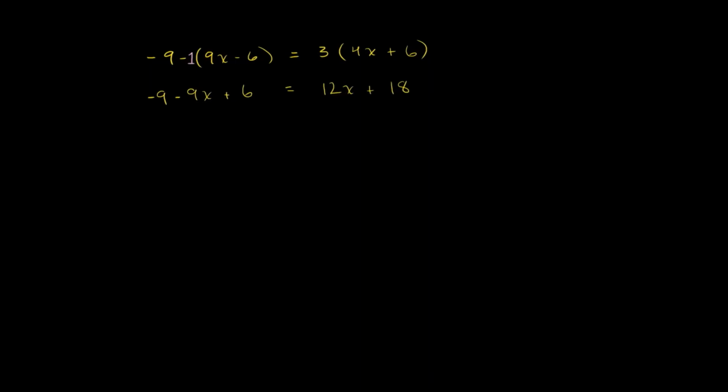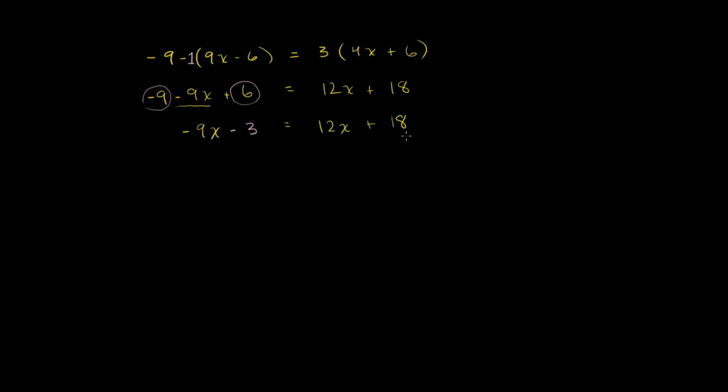So let's combine the negative 9 and the 6, our two constant terms on the left-hand side of the equation. So we're going to have negative 9x plus, let's see, we have a negative 9 and then plus 6. So negative 9 plus 6 is negative 3. So we're going to have a negative 9x, and then minus 3 right here. That's the negative 9 plus the 6. And that is equal to 12x plus 18.